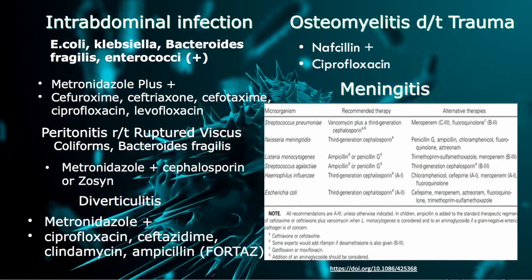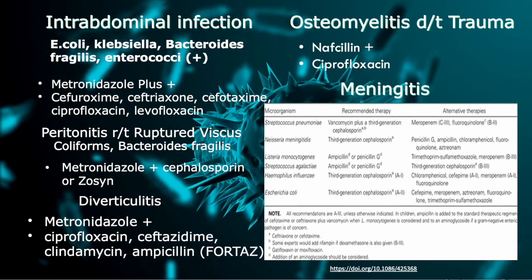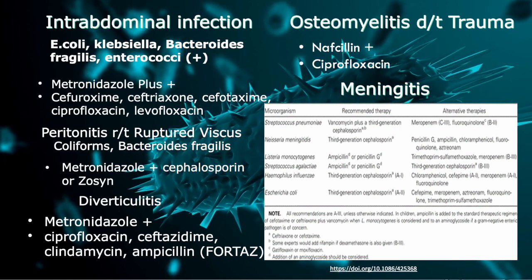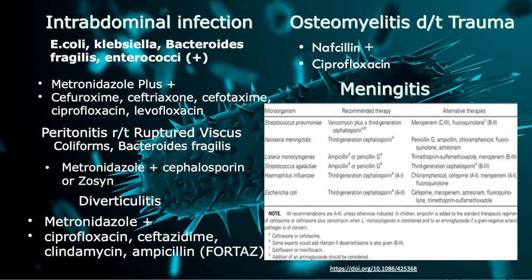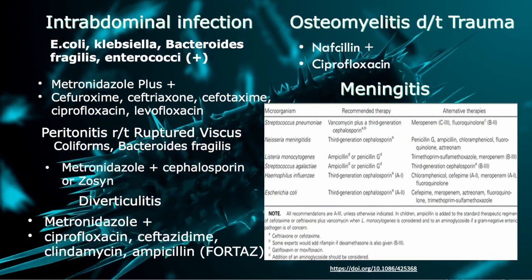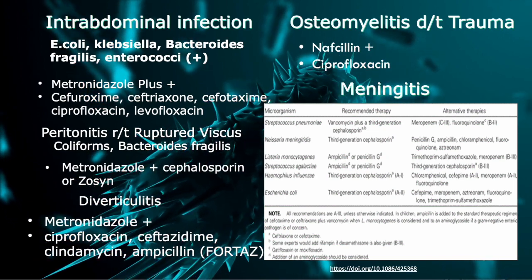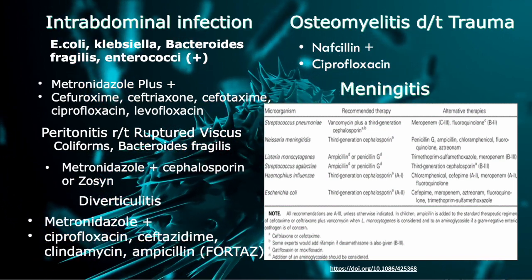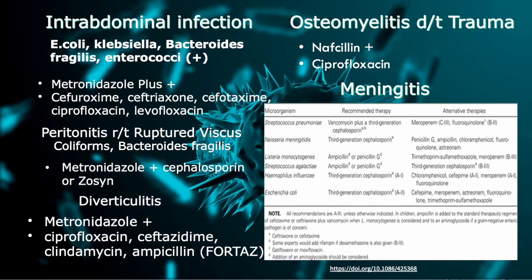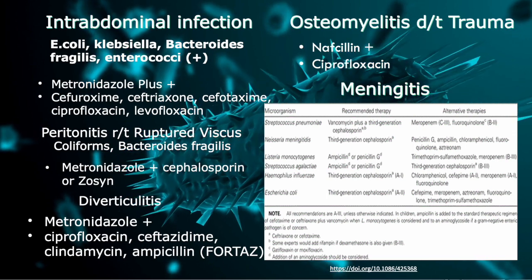And meningitis, I did put this table here from an article which aligns with the actual review course material. I wanted to let you guys know that the most common one that I saw that was emphasized was the first one here, the Streptococcus pneumoniae, and that is treated with vancomycin plus a third generation cephalosporin, and you want to use as an alternative a meropenem or a fluoroquinolone.